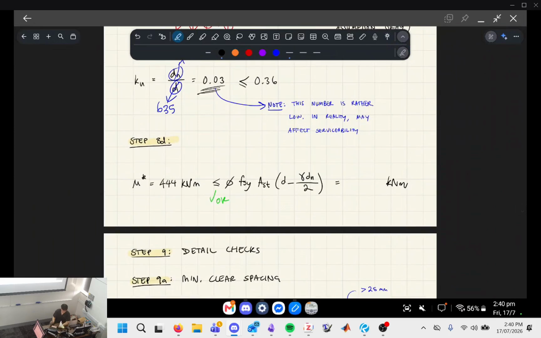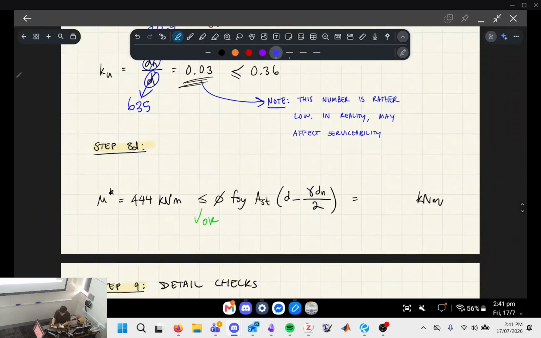Step 8D, strength check. This is just saying that we need to make sure our beam doesn't break based on the load. So this is a final check for the strength. Where this formula comes from is, let's say we have a T-beam. We've got a T-beam, and we've got tensile steel and a compressive concrete block, like so. We have a moment couple.